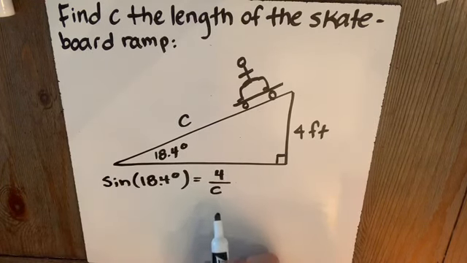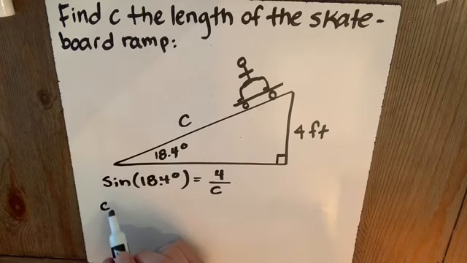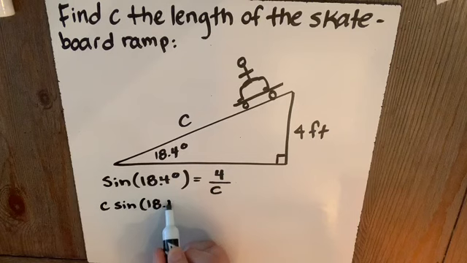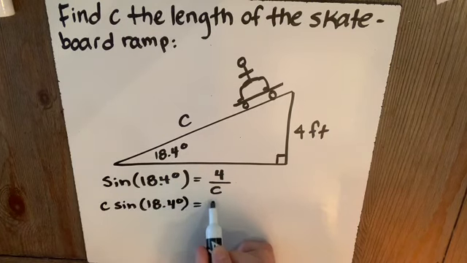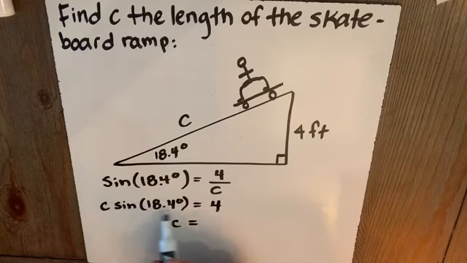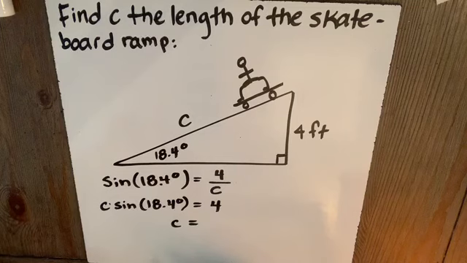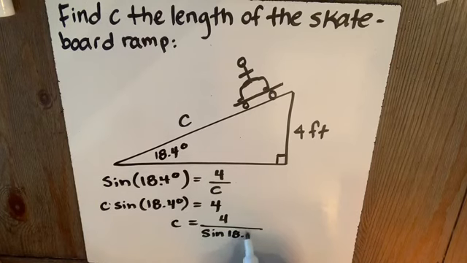Now we can go after C. Multiply both sides by C. So C times sine of 18.4 degrees equals 4. So C is equal to, now I'll divide both sides because we have C times sine 18.4 degrees. I'll divide both sides by, sorry, the sine of 18.4 degrees.